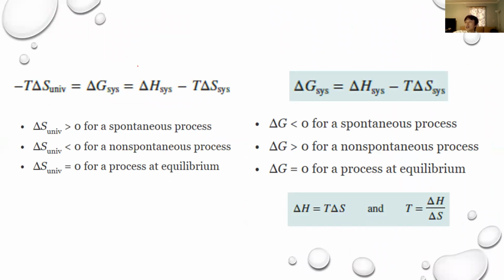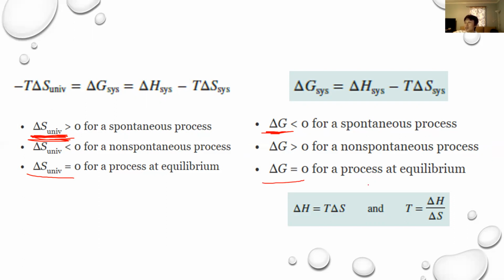And to determine whether a reaction is spontaneous or not, earlier we talked about using the sign of delta S universe, but we can also use the sign of delta G. But their criteria are different. For a spontaneous reaction, delta S universe is greater than 0, but delta G is less than 0. So keep that in mind. You want a positive delta S universe or a negative delta G for a reaction to be spontaneous. When they're equal to 0, that means the reaction is at equilibrium.